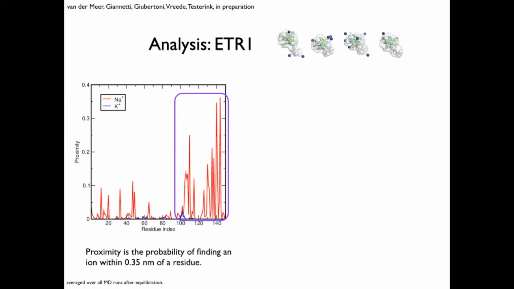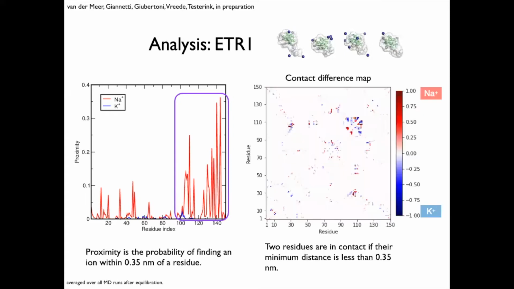Here we look at, for each residue, whether we find an ion close or not, and that's basically what we define as proximity. Here we looked at the probability of finding two residues close together. We did that for sodium and for potassium, and then subtracted the contact map for potassium from sodium, so that we can really focus on the differences.